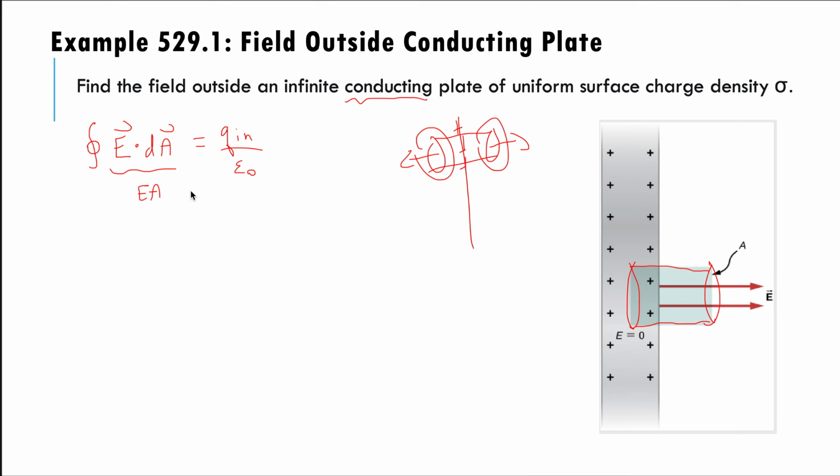So that's the only difference between this example and the one for an infinite non-conducting plate. We're going to get Q in, which we can rewrite as sigma times A, surface charge density times area. And then we can see that the areas cancel out. So we get the magnitude of the field as sigma over epsilon naught, while for the non-conducting plate, it was sigma over 2 epsilon naught.